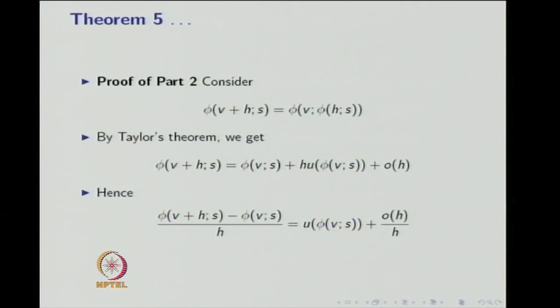The proof of part 2. We start with the probability generating function: psi of v plus h comma s is the same as psi of v comma psi of h comma s. By Taylor's theorem, the right hand side becomes psi of v comma s plus h of u of psi of v comma s plus order of h. Then take psi of v comma s to the left hand side, divide throughout by h, and you will get this equation.